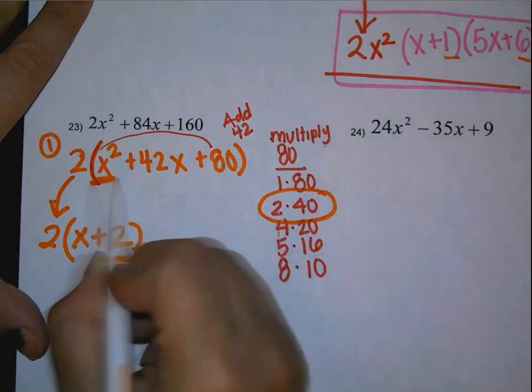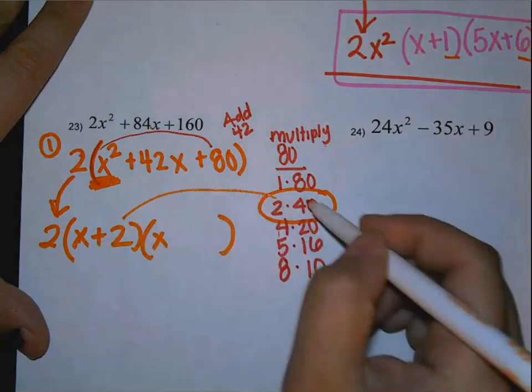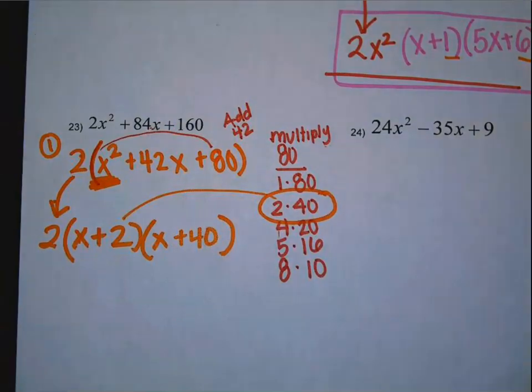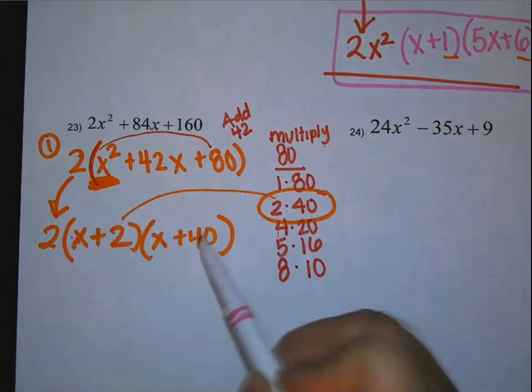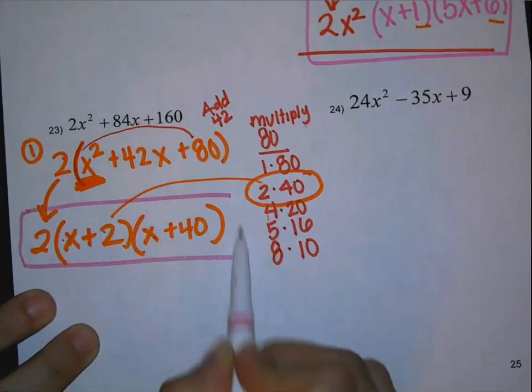So whatever this is goes here and here, and then you're going to put the 2 and the 40 in. And then see if anything can divide both of these numbers. And there's nothing, so this would be the final answer.